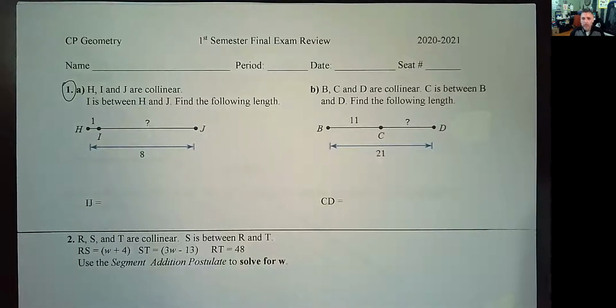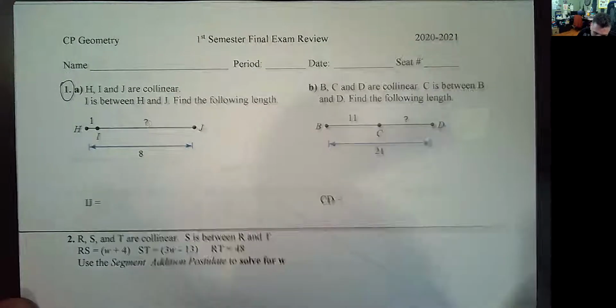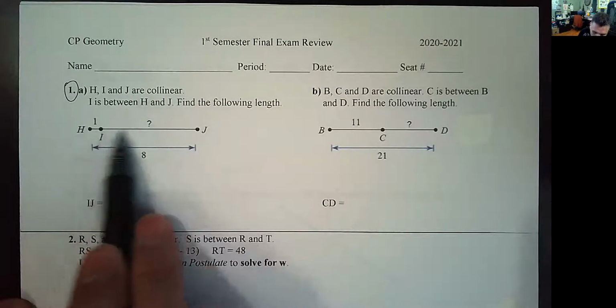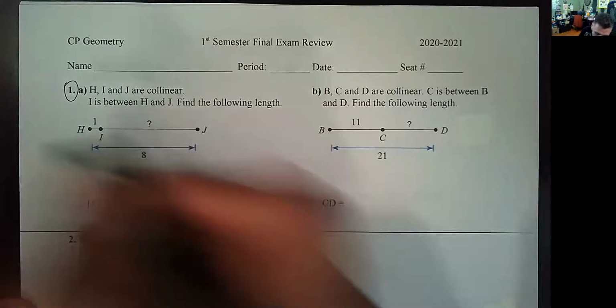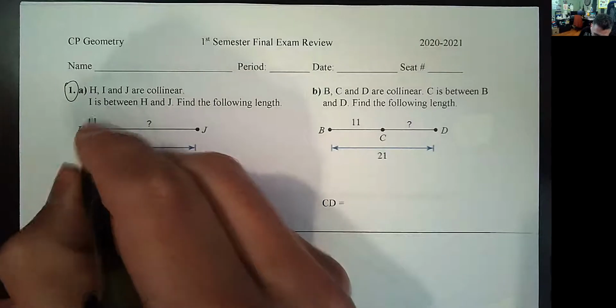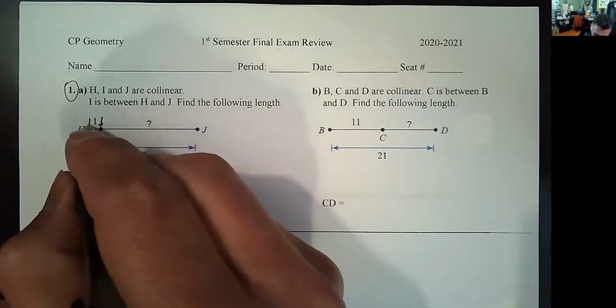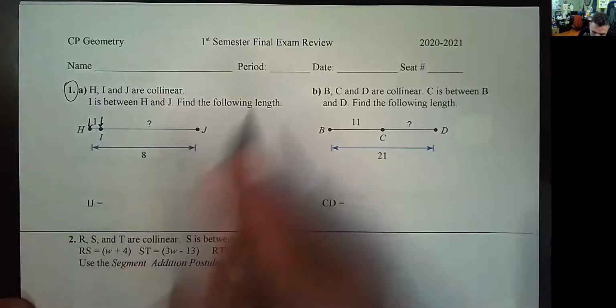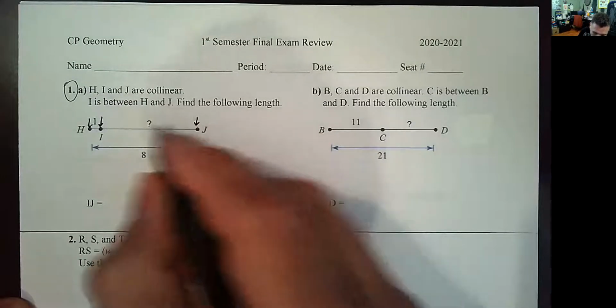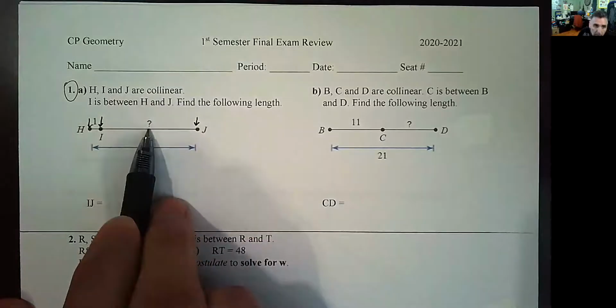All right, everybody. So we're going to start doing this review, this video for you guys. And again, just remember from class, what we have here is a segment and it's broken up into two parts. It goes from H to I, and that measure is 1. And then it goes from I to J. And that's the measure we're looking for. See how there's the question mark there?